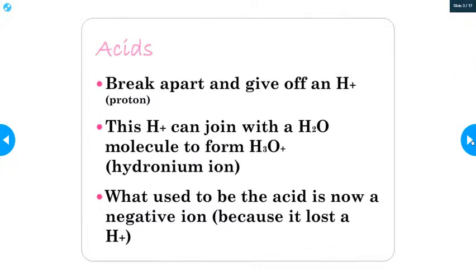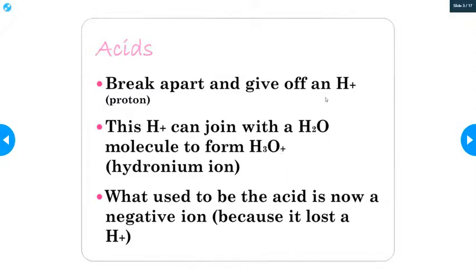Whenever we have acids, they're going to break apart and give off a hydrogen, which we also call a proton. So that H+ right here is what's given off in an acid. What this H+ does is it joins with water and we form what's known as the hydronium ion. So you can see an acid written just like this, H+, or also like this, H3O+. With formatting, the plus would really be up on the top as a superscript, but it doesn't show up like that here, but that's okay.